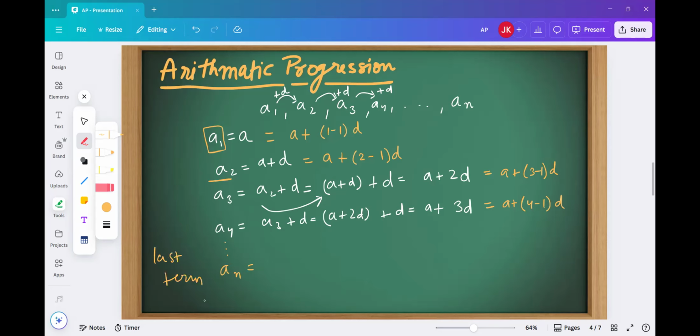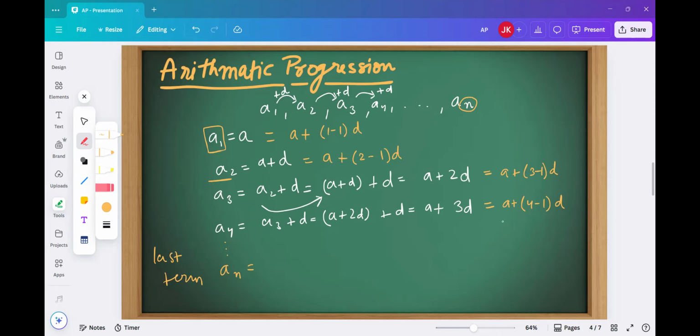Because we didn't know this last term. Now, what is this N? See, there are N number of terms. N can be any number. It could be 10, it could be 100, it could be 1,000, right? It could be any number of terms. So here, what we are getting is AN.